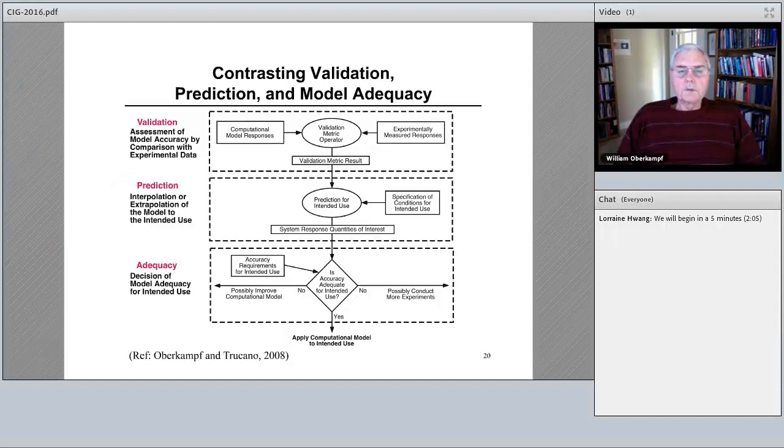Then you have the specifications of the conditions of intended use. These are the environments and scenarios that you are conducting the simulation for. You have system response quantities, or some people call them quantities of interest. That then goes into the question of adequacy, and for regulatory authorities, that is always the issue. Then you have specific accuracy requirements for the intended use, and you may go back to a calibration step, or you may say it is acceptable for use for a particular decision.